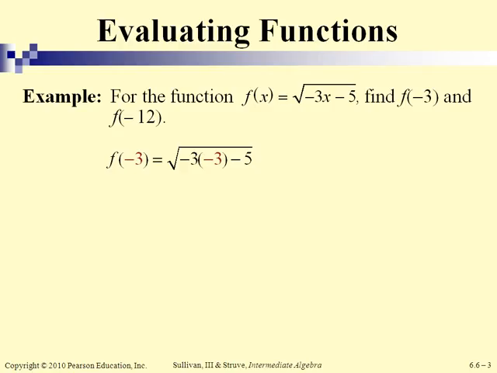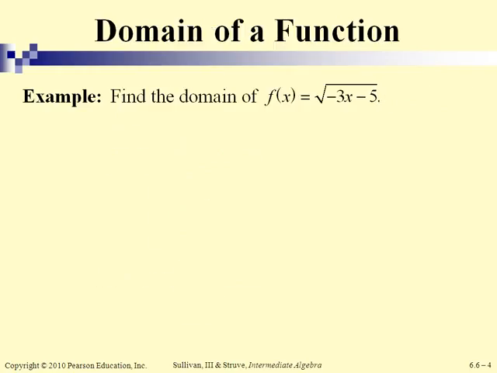F of negative 12. What is that? That is square root of negative 3, and when you see x, you substitute by negative 12. Remember, you put parentheses. It's like your seatbelt, huh? For your safety. Okay, so what do you have now? Tell me. 36 minus 5. So it's what? Square root of 31. Can you simplify? No. So that's it, right?